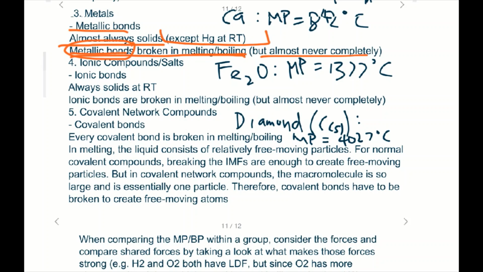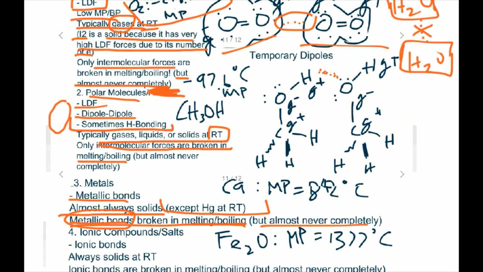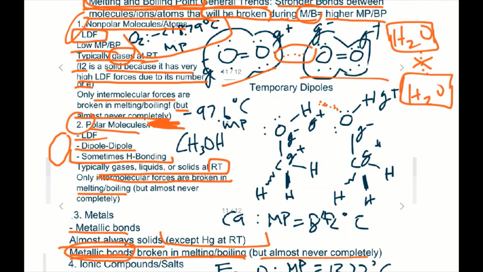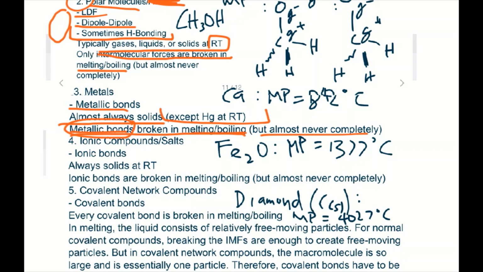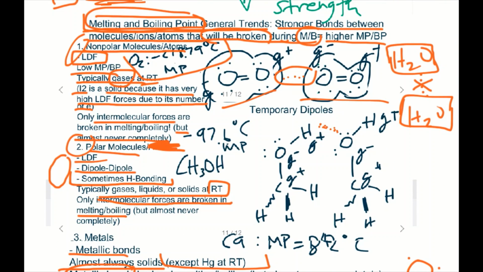Now, they are never completely broken, because even in the gaseous state, just like for the first two that we looked at, there will always be some type of attraction between the metal atoms and the electrons that surround them. And this attraction means that metallic bonds will always exist, even though they might be very weak, or maybe nearly non-existent.